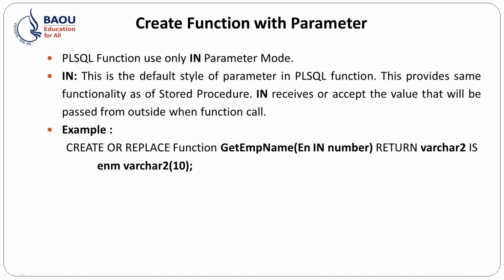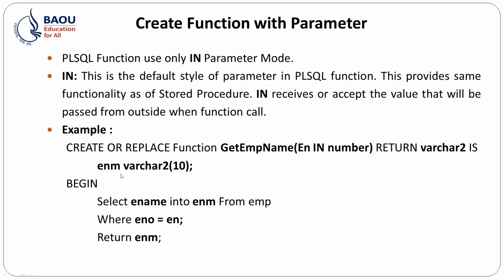How to create the function. Now how to define the BEGIN statement. In BEGIN we define the SELECT statement, because this function returns the employee name when we pass the employee number to the function. SELECT employee name INTO employee name variable. This is the column name and this is the variable name which is defined here.